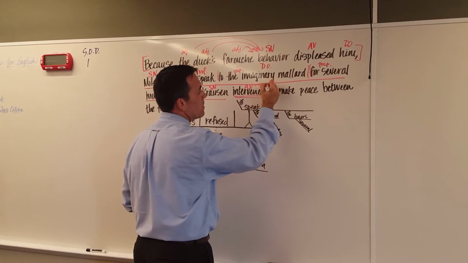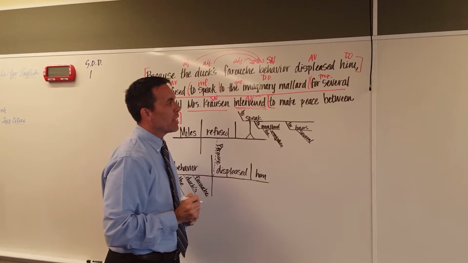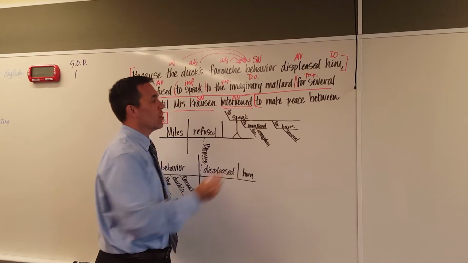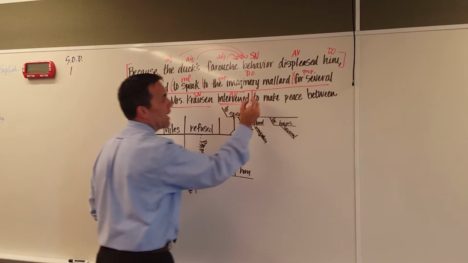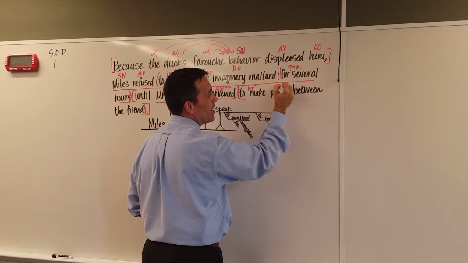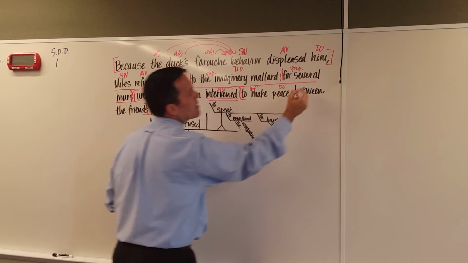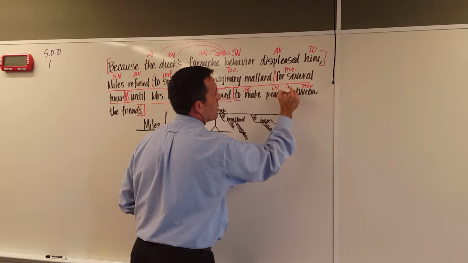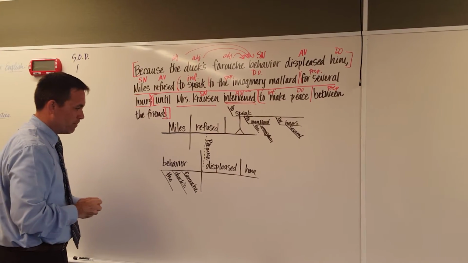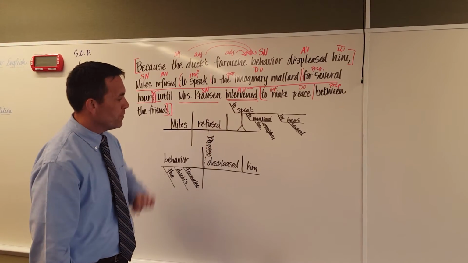So this, "to make peace between the friends," is actually going to be an infinitive phrase that functions as an adverb that modifies "intervened." I have my infinitive, "to make." To make what? That's my do of the infinitive. And then "between the friends" is a prepositional phrase. "Until" is my conjunctive adverb. I'm going to be joining "intervened" with "refused."